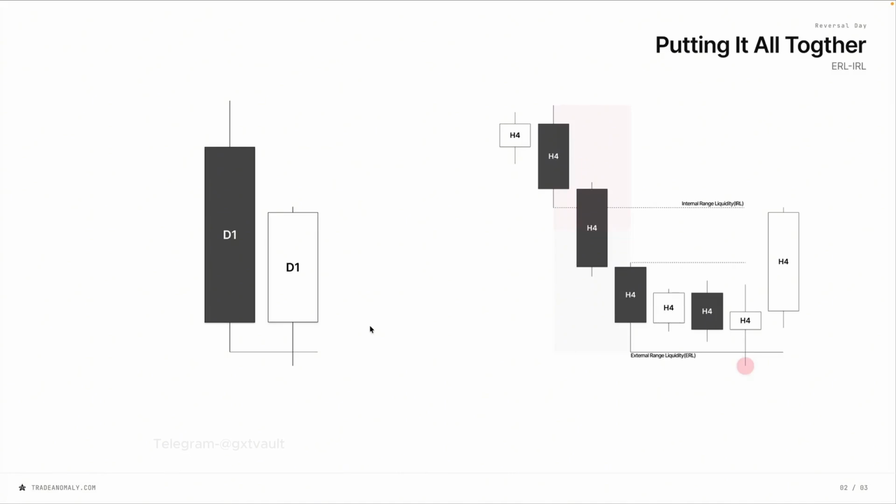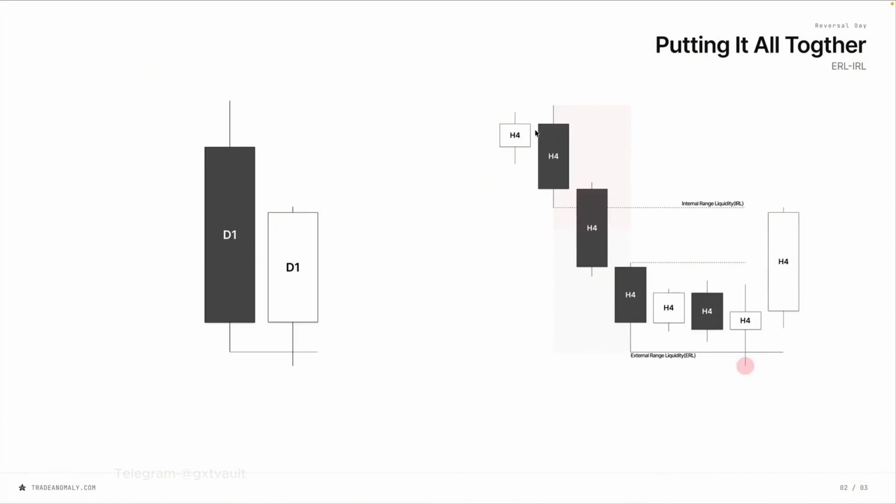And now this is the same thing, a reversal day using ERL to IRL, except your IRL will actually be found within the previous day's range, right? This day here might expand into a key level, right? So you're going to reverse off the previous low since this candle did not reverse. And when you look back within this previous day's range, you will find 4-hour gaps.